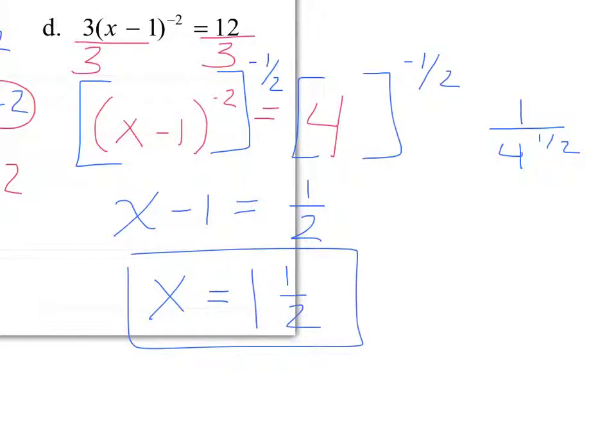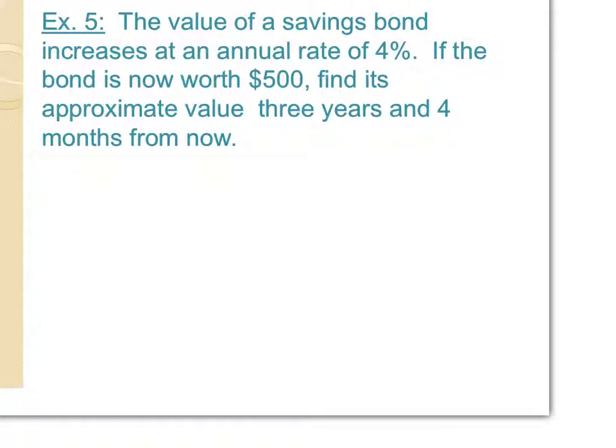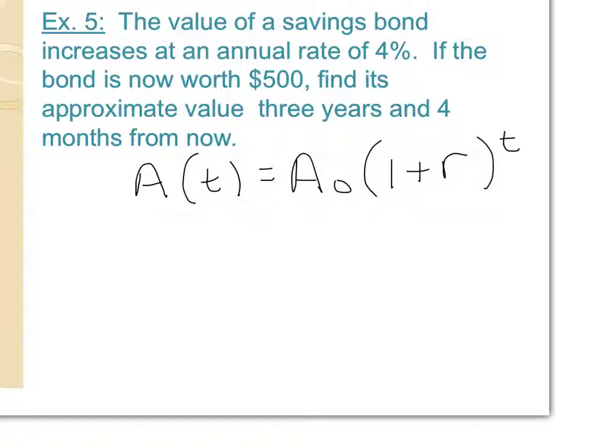And you're all done. So this is our last example, and you want to go back to your stuff from 5.1 to really think about this. The value of a savings bond increases at an annual rate of 4%. So I'm going to use the equation A of t is A0 times 1 plus r to the t power. Our r is going to be that. It says if the bond is now worth 500, find its approximate value 3 years and 4 months from now.